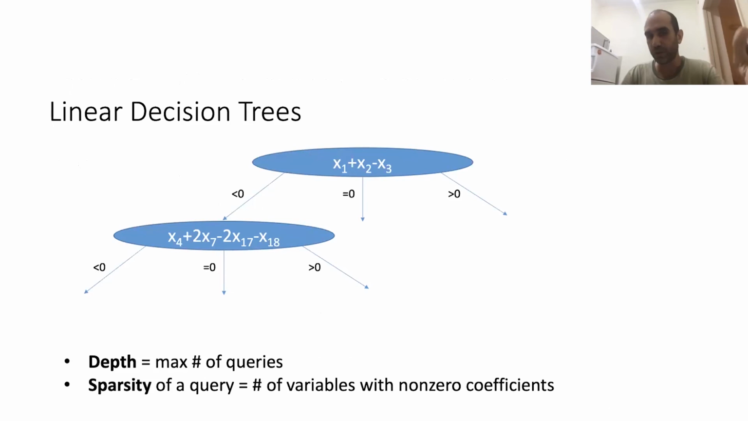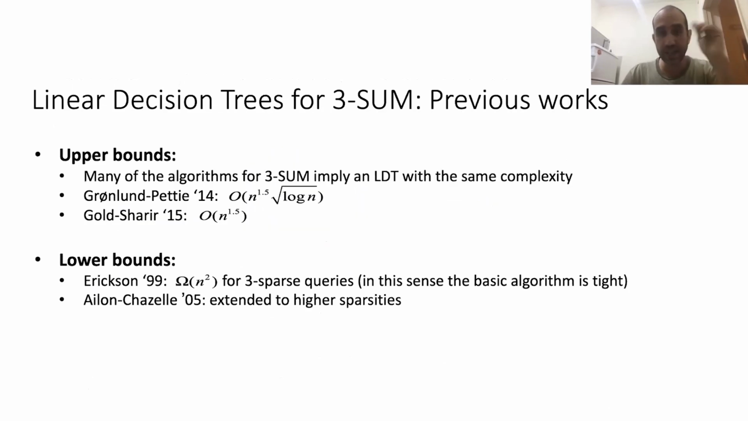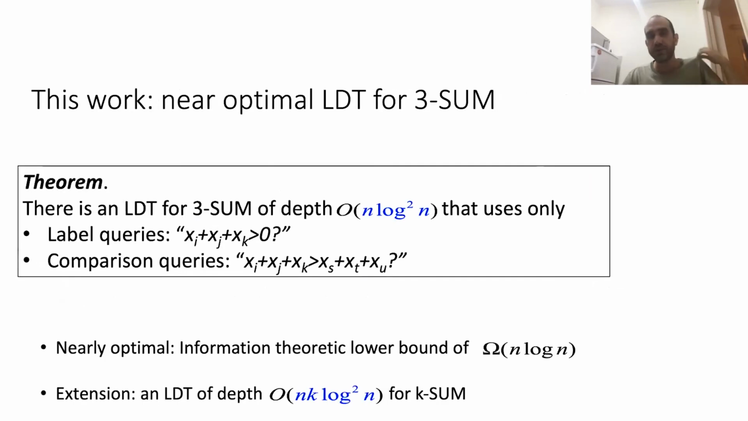And so of course we want to ask, in this model, how many generalized comparison queries are required to solve this problem? There has been a lot of work on this, and the best bound before our bound was n to the 1.5, which was already a breakthrough because it is below n squared, right? The conjecture was that it should be something like n squared. And what we prove is that you can do it in n log square n queries.